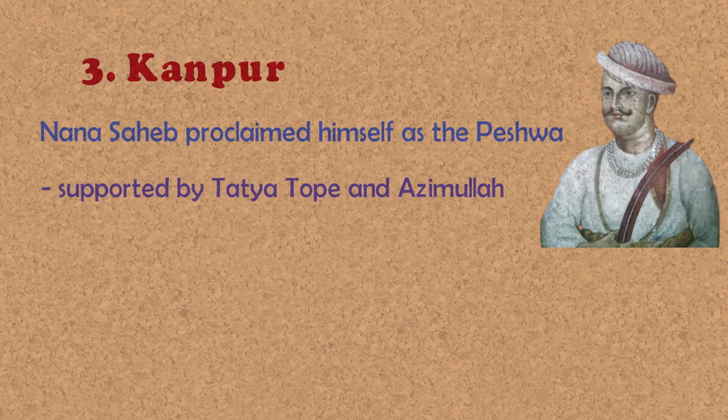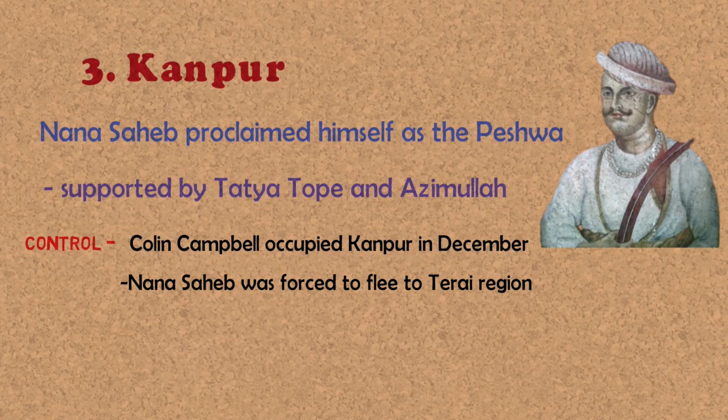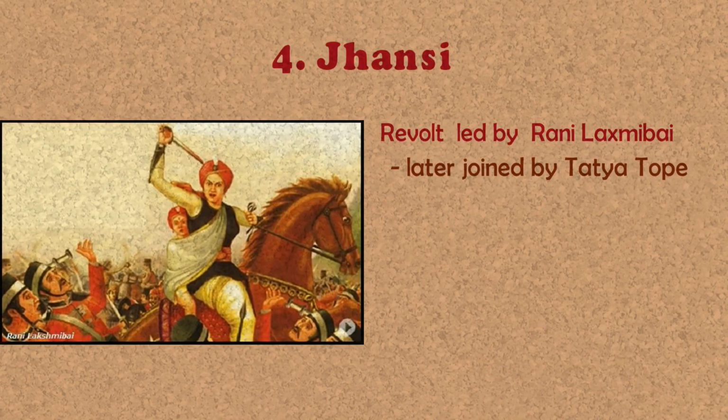At Kanpur, Nana Sahib proclaimed himself as the Peshwa. He was supported by Tatya Tope and Azimullah. But Colin Campbell occupied Kanpur in December. Nana Sahib was forced to flee to the Tarai region. Tatya Tope went to Jhansi and joined Rani Lakshmibai's revolt. But Jhansi too was captured by Hugh Rose.